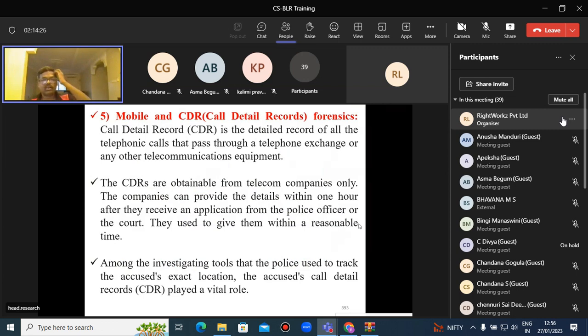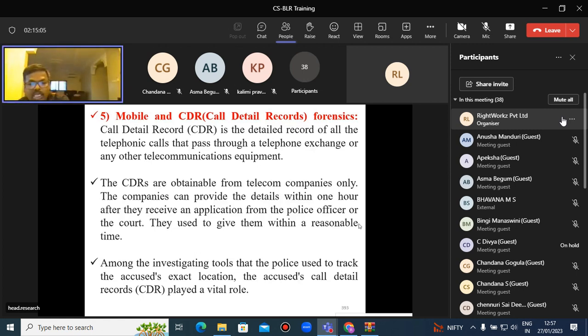Call data, call detail record. CDR is the detailed record of all the telephonic calls that pass through a telephone exchange or any other telecommunication element. The CDR is obtainable from telecom companies. The companies can provide the details within 1 hour after they receive an application from the police officer or the court, to give them within a reasonable time.